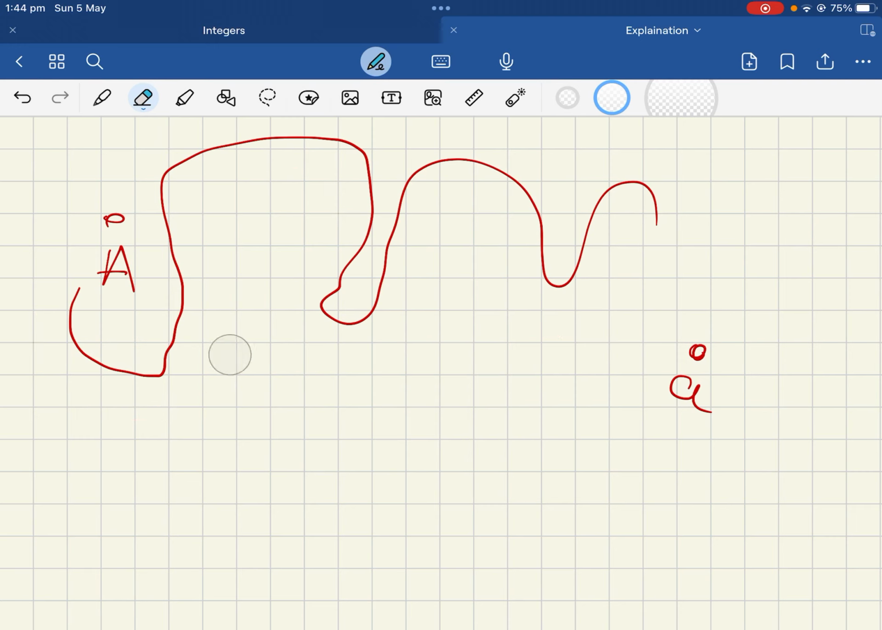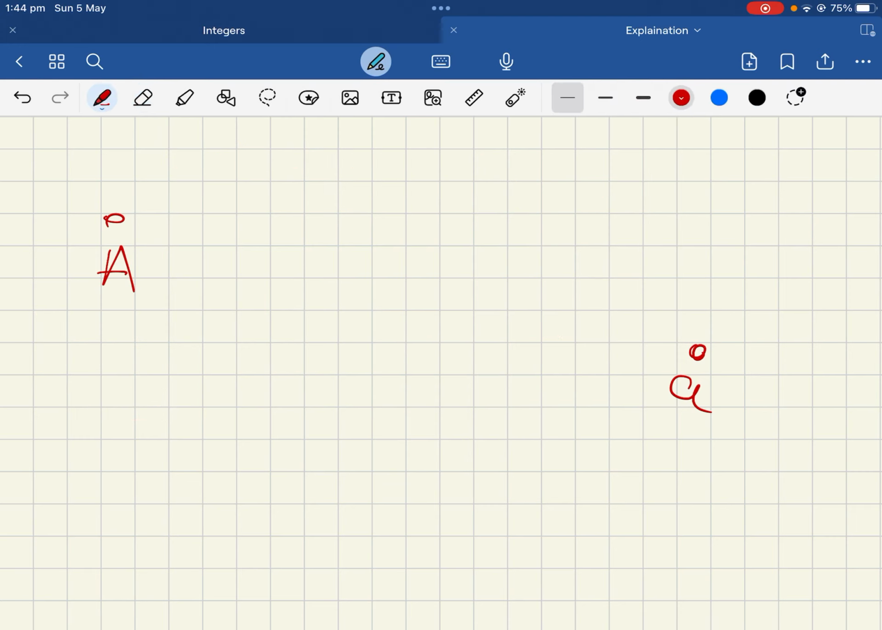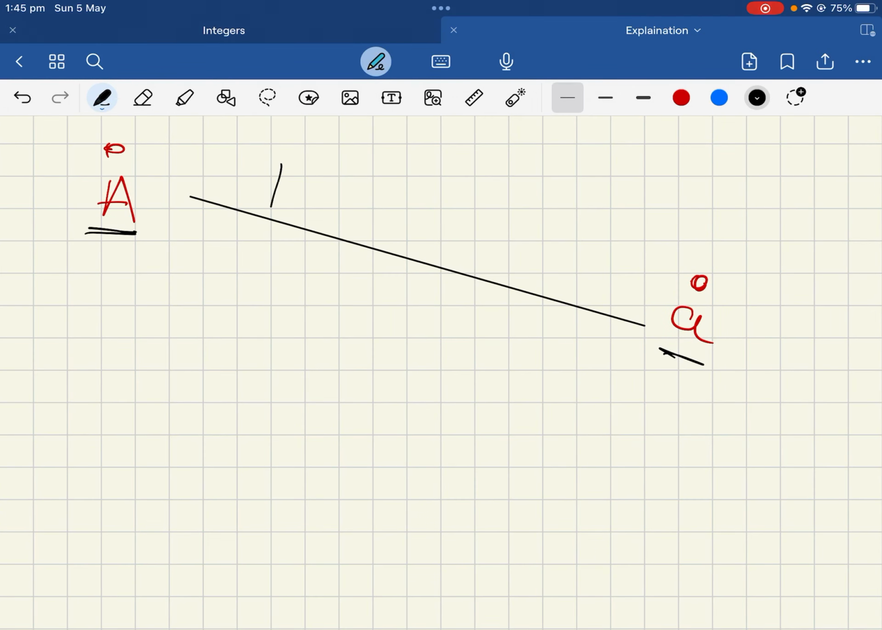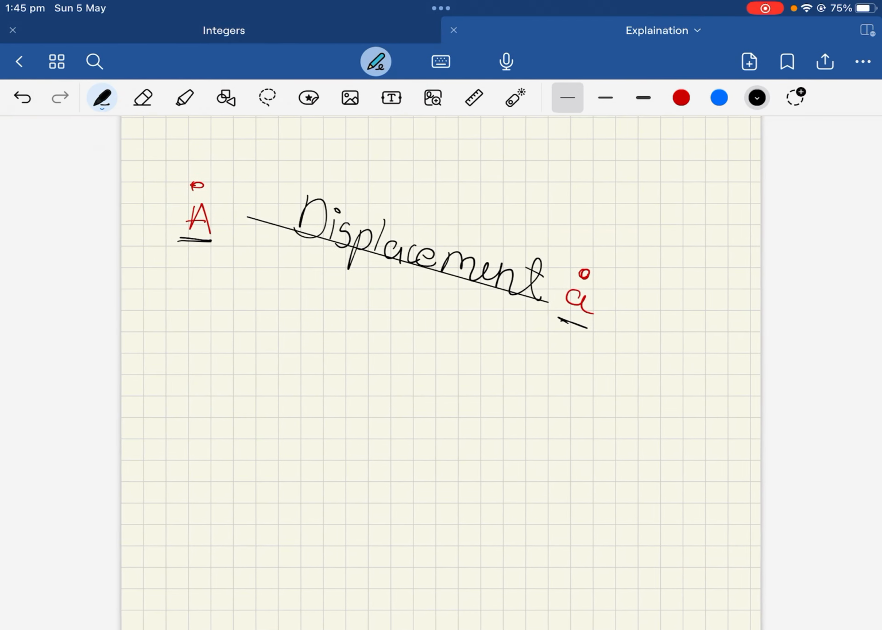But if I move off that path and I want to take the shortest distance from point A to place A, from here to here, this is the shortest distance between point A and place A. So this distance is called the displacement. This distance is known as displacement. Okay, let me give you one more example.